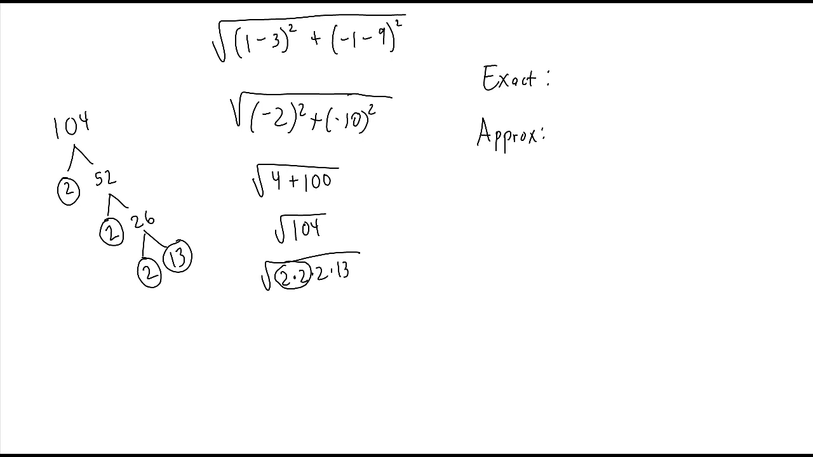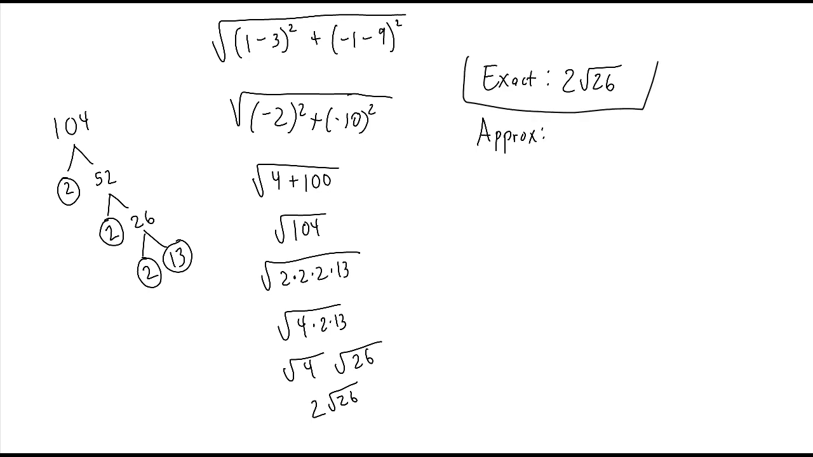In this particular problem, I see this 2 times 2, and I know that 2 times 2 is 4. Well, I can break that up into the square root of 4 times the square root of 2 times 13, which is 26. So the square root of 4 times the square root of 26, and the square root of 4 is 2. So that's 2 times the square root of 26.